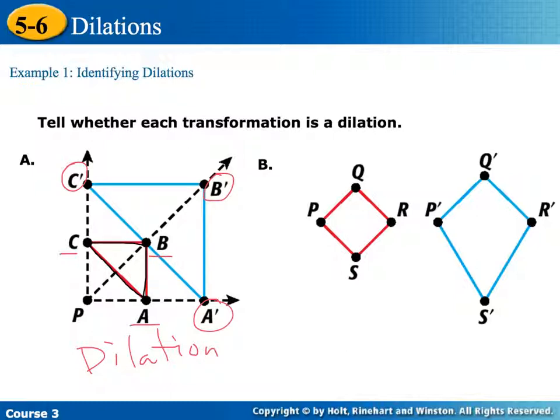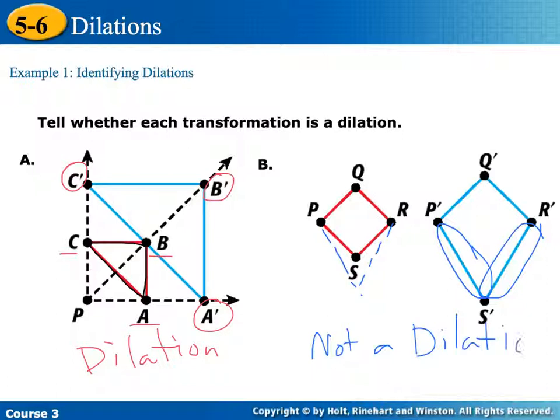Next one, going from, again, the red to the blue. Notice how these two sides of this kite become steeper. Okay, they come at more of a sharper angle there. So this is not a dilation, because the shape changed. The size changed as well, but the shape changed. If the shape changes, it's not a dilation. Shape changes, no dilation. Got it?